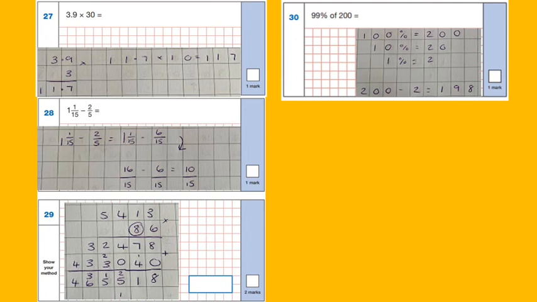And moving on to the last one, 30, it's asking you to find 99% of 200, so I would have found 100% of that, which I've done here on my working out. 100% is 200, 10% is 20, as you can see you're dividing both sides by 10, and then to get to 1%, divide it by 10 again, which gives you 2, and then I would do 100% take away 1%, so 200 take away 2, and that gives you the answer, 198.